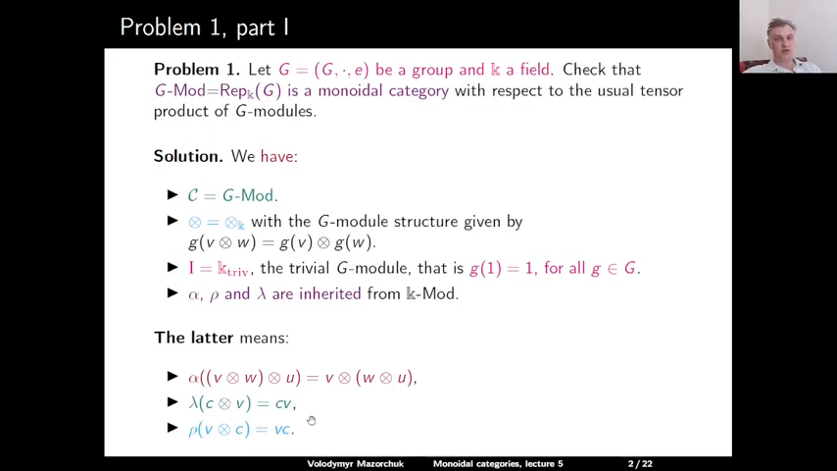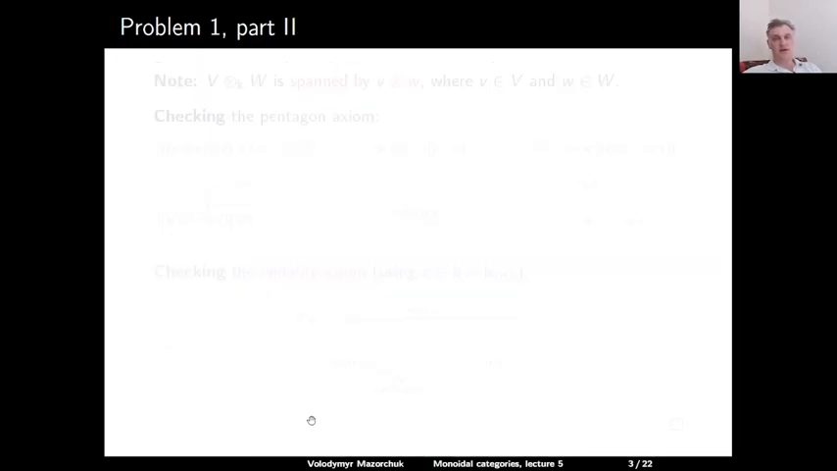So what do we need to check? We need to check the pentagon axiom and the unitality axioms for this tensor product. Let us recall that the vector space V tensor W is spanned by all elements of the form little v tensor little w, where v is an element in V and w is an element in W. So if we want to check the pentagon axiom and the unitality axioms, it is enough to check these axioms on the elements of the form v tensor w.